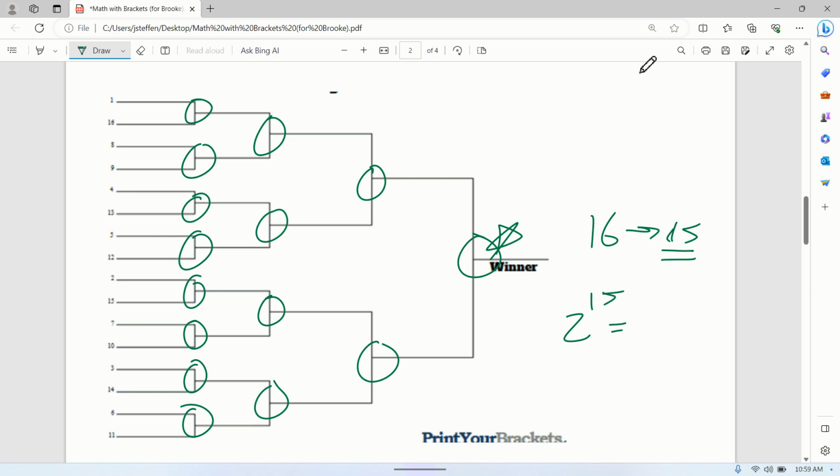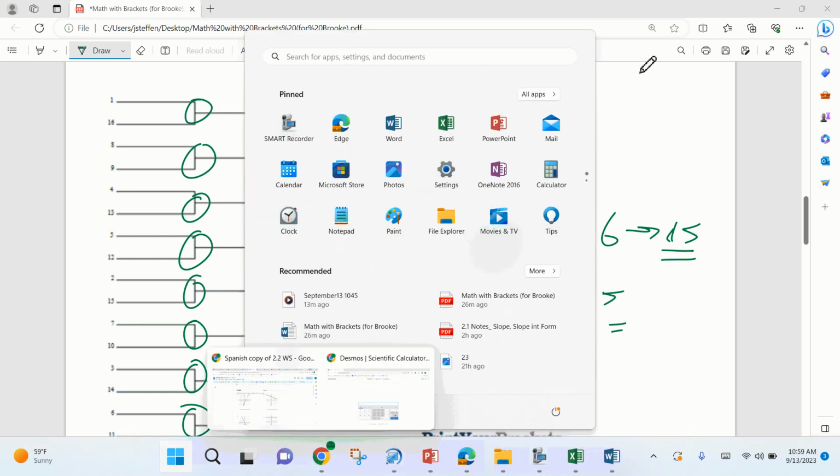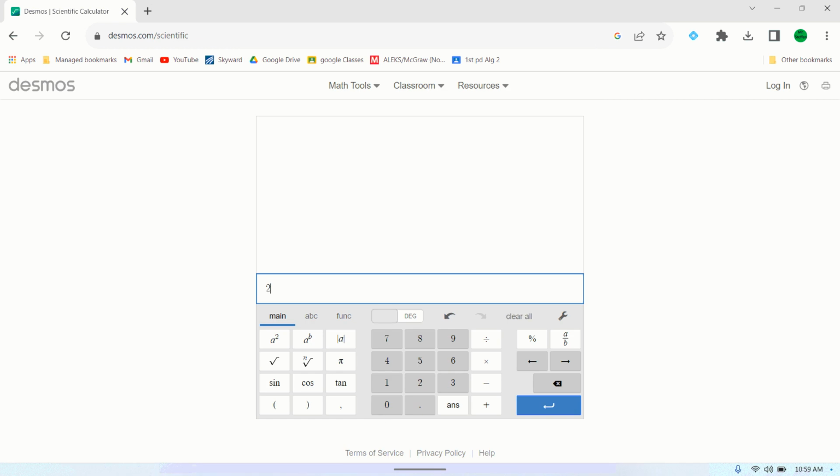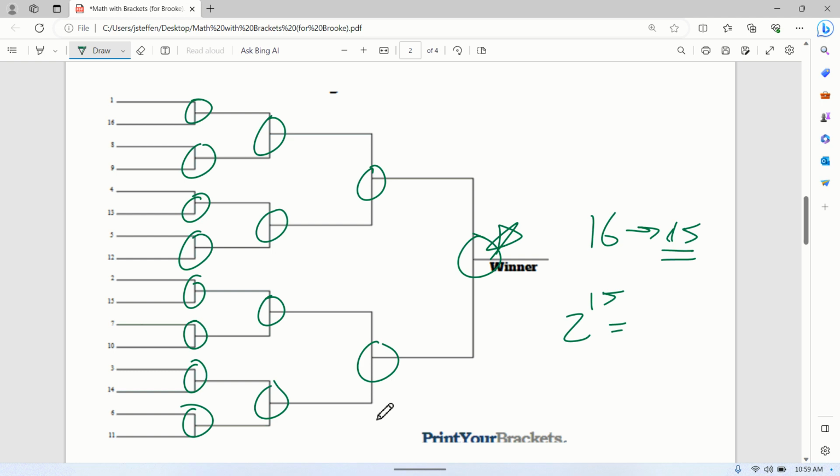If you put it in the calculator, 2 raised to the 15th is 32,768. So that's how many different outcomes you will have.